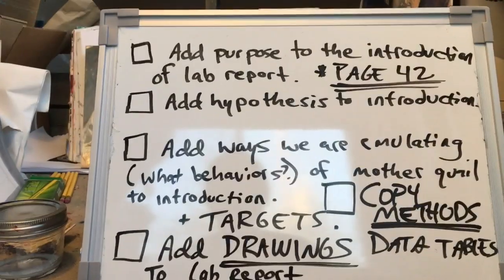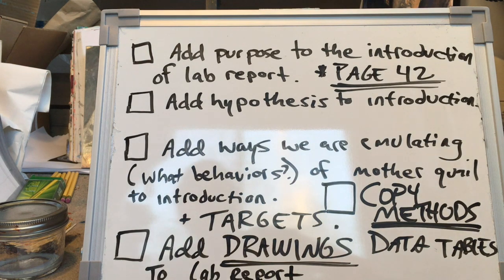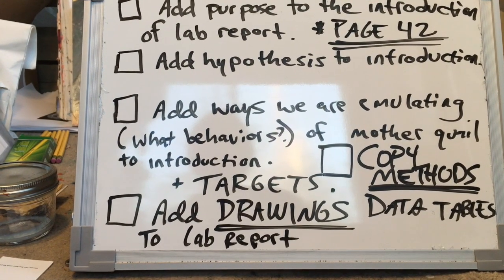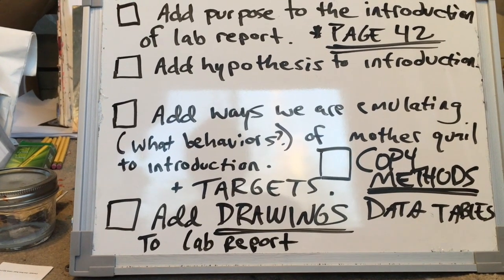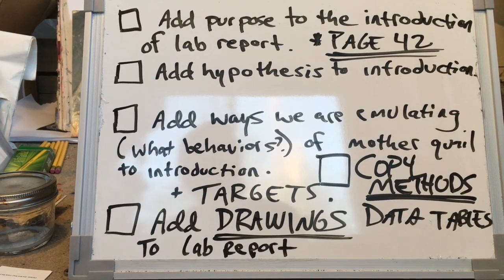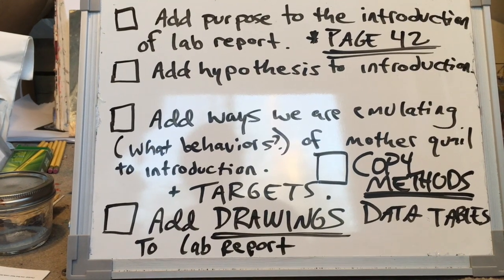All right, number 2, you're going to add a hypothesis to the introduction. That's going to require a little bit of workshopping, which I'm going to do with you in this video. Okay, number 3, you're going to add ways that we are emulating certain behaviors of the mother quail and which devices emulate those behaviors to the introduction of your lab report. So that is going to help you come up with a hypothesis. It is also going to help you describe what each piece of equipment's purpose is.